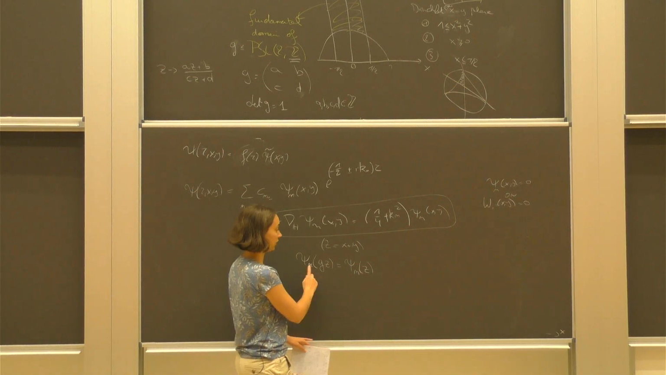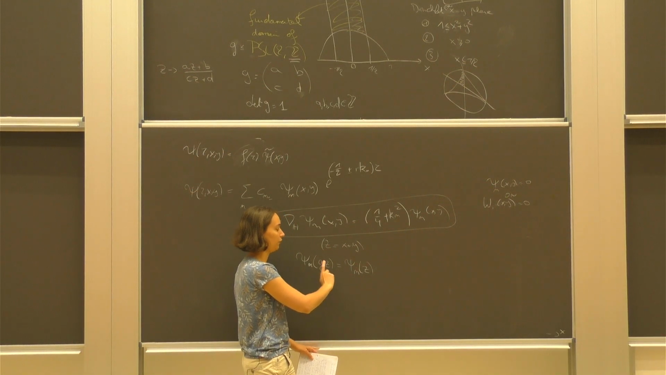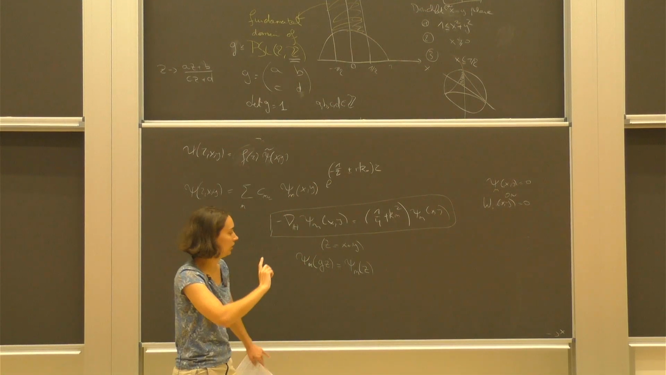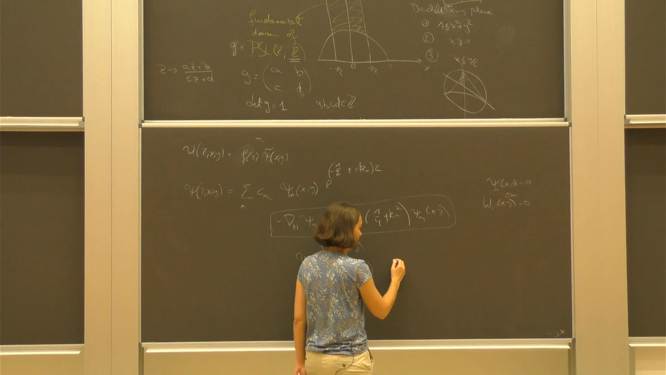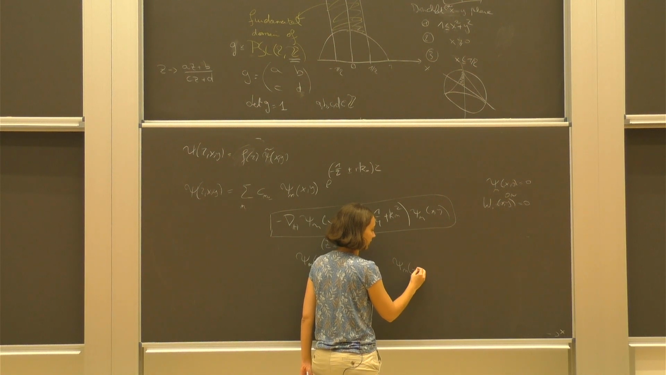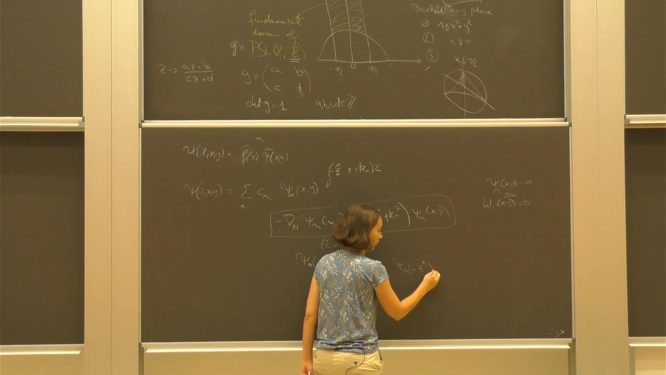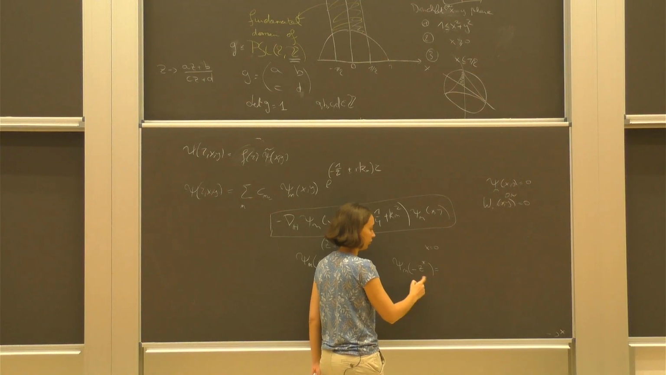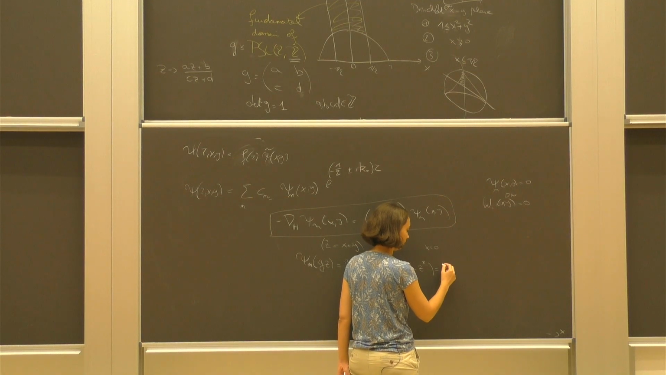But of course, not every function that is modular invariant will give you the right boundary conditions. What you have to impose in addition is that it vanishes on x equal to 0. So you have to impose some reflection condition.